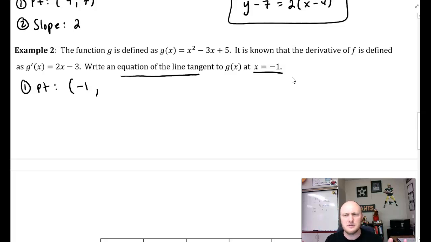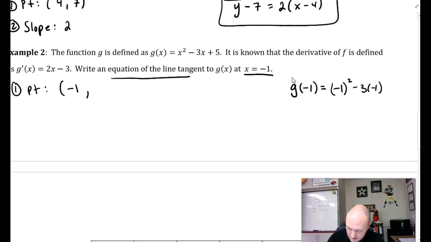But what's my y value? They don't tell me. But they do give me the function. Don't they give me g? G of negative 1. I can go ahead and plug this in. Negative 1 quantity squared minus 3 times negative 1 plus 5. That's going to be 1 plus 3 plus 5. That's 9. Negative 1 comma 9.